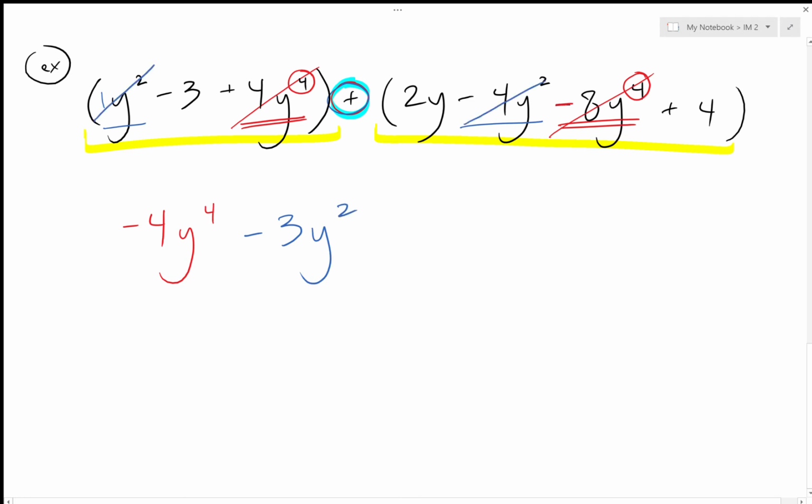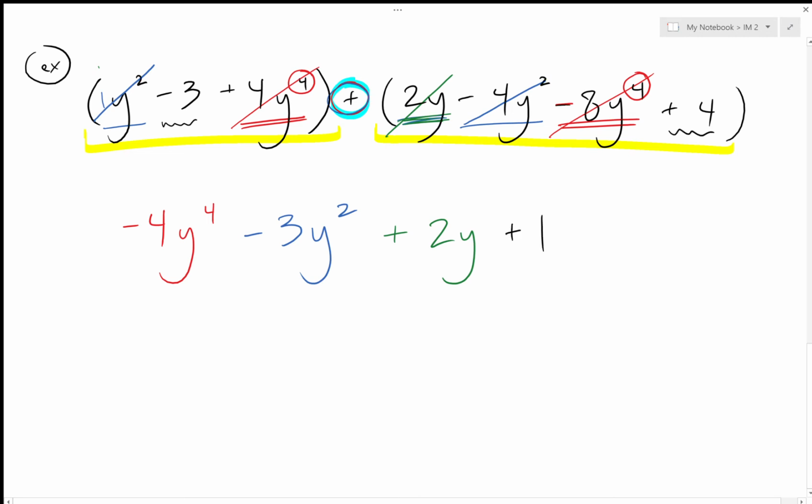So I've done y to the 4th, y squared. Now let's do y by itself. That would be the 2y right there. There are no other y's to go with it, so let's write it as plus 2y. And then finally, let's find everything without y's, the constants. Negative 3 plus positive 4 gives me a plus 1.